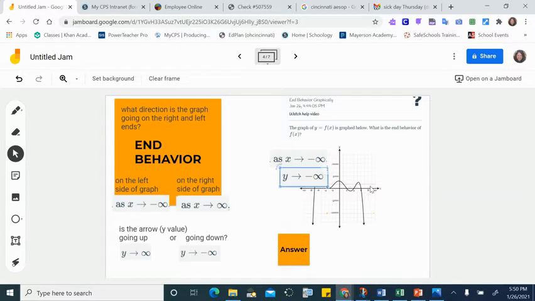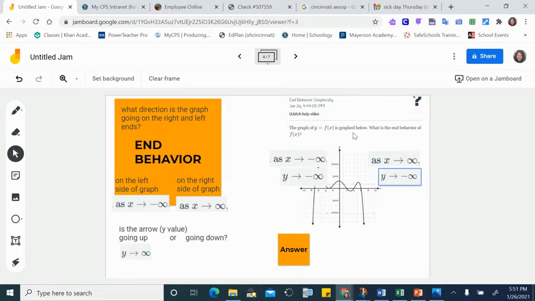Now let's look at the right side. On the right side, as you go to the right, x gets bigger and bigger and bigger, so we say that x approaches positive infinity over here. As x approaches positive infinity, is this y value going up or is it going down? Well, it looks like it's going down over here, right? So on the right side, it's going down, and this is the way we'd say that. We say as x approaches positive infinity, y approaches negative infinity. So I'm going to put that down here in the answers, okay?